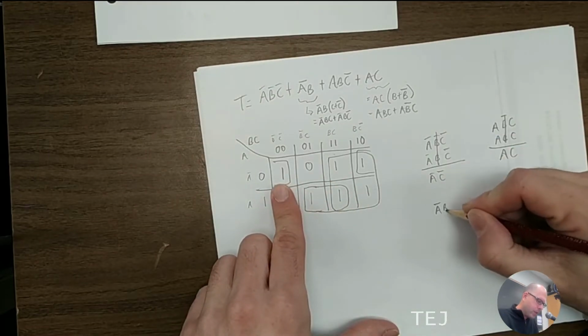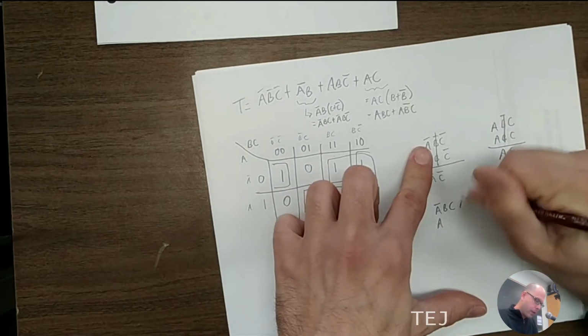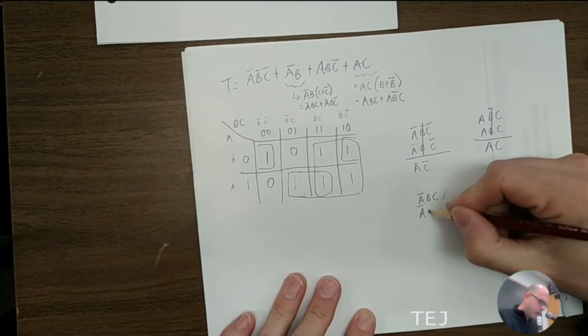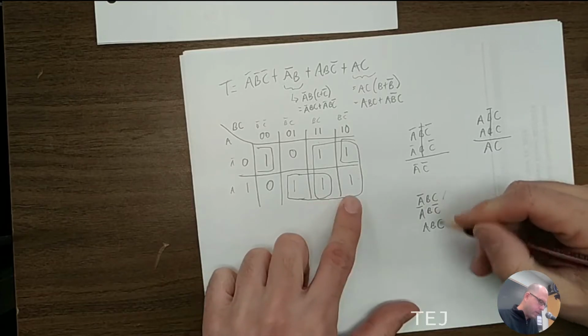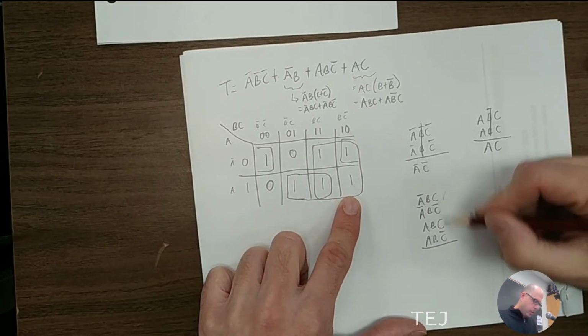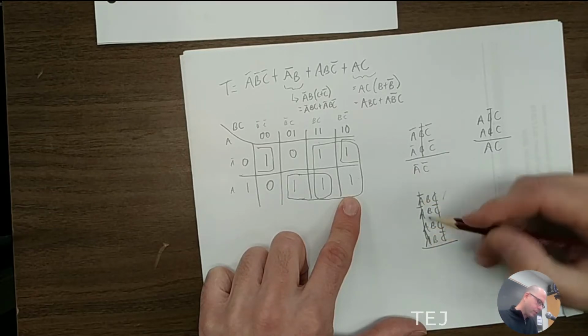Okay, A naught, B, C. And A naught, this is the grouping of 4 now. So we've got A naught, B, C. And we've got A naught, B, C naught. And then we have A, B, C. And finally, A, B, C naught. There's an equal number of C's and C naughts, so those cancel. Equal number of A's and A naughts, so we're left with just B.